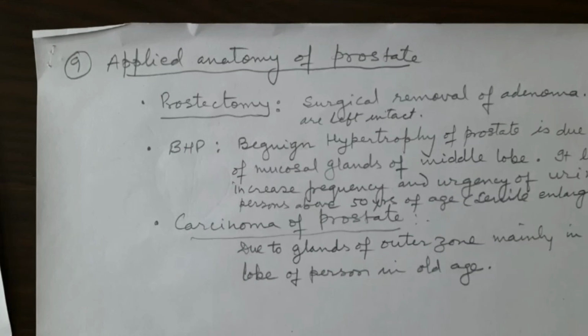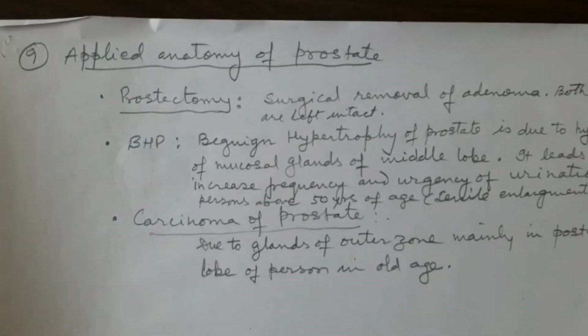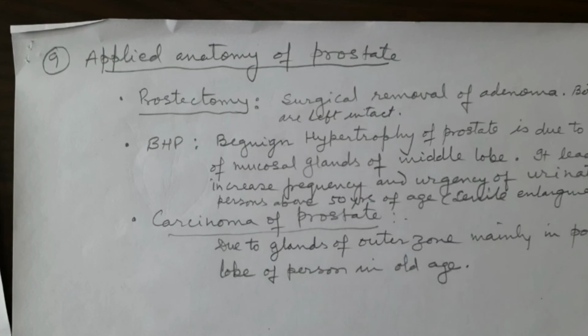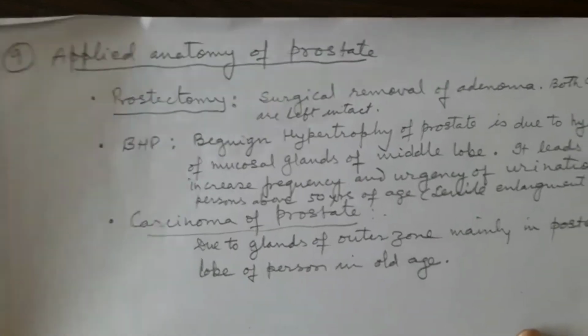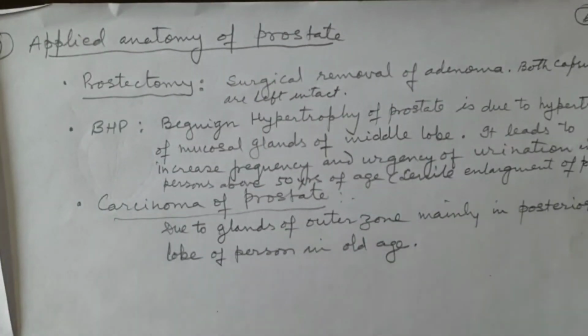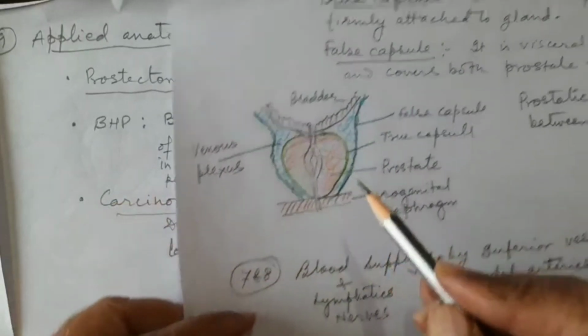Lastly, we come to the applied anatomy of the prostate. You must have heard about prostatectomy, where the surgeon removes the prostate. And why does he remove the prostate? Because either it has a large enlargement of the median lobe, which is a benign, non-cancerous enlargement, or he also has to remove the prostate because of cancer in the prostate. But while he is surgically removing this gland, both the capsules are left intact.